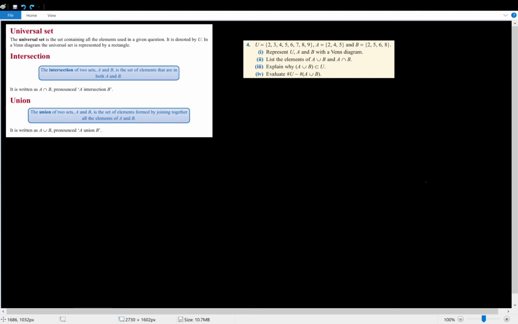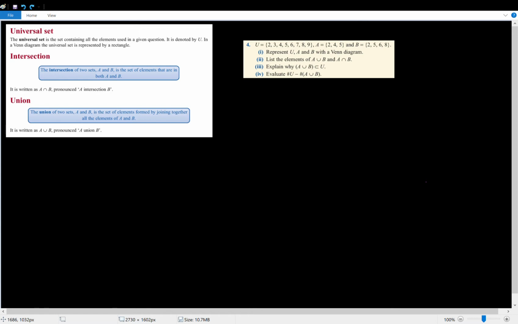This is question 4 from exercise 10.5 here in Project Maths 1. To the left of the question, I have included an explanation of the universal set, the intersection, and the union, because we'll need to know what they are before we start the question up. So let's take a look at our explanations.